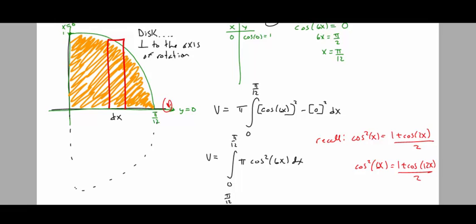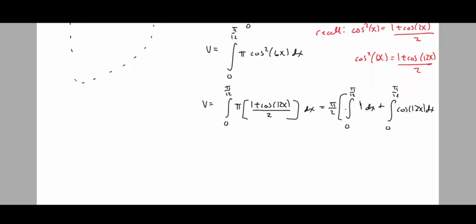Then I could pull that pi over 2 out front. Okay, and then I'm left with the integral from 0 to pi over 12 of 1, actually just 1 dx, because I already pulled the half out front, plus the integral from 0 to pi over 12 of cosine of 12x dx. Now the reason I'm splitting this up into two integrals is the first one's really easy to integrate, the other one's going to need a bit of a u sub.